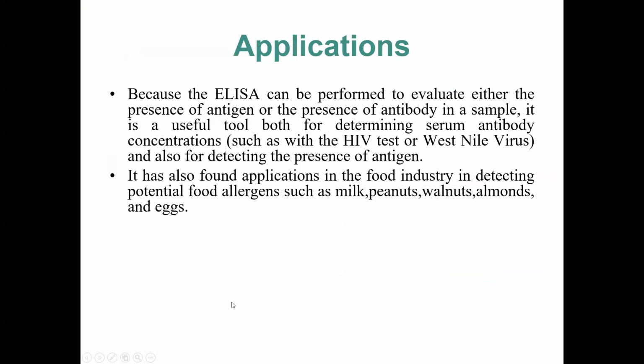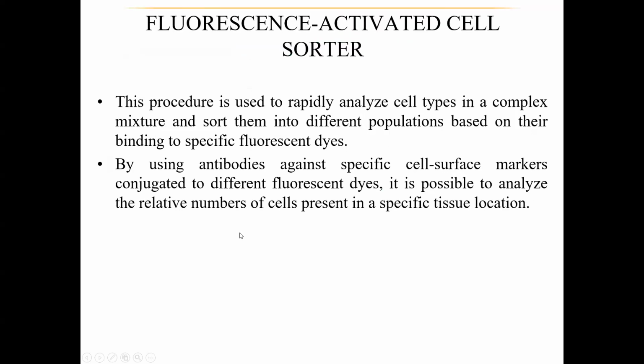It's a quantitative version. So ELISA we use to detect antigens and antibodies for HIV, West Nile, dengue, hepatitis B, hepatitis C, a lot of infections, to detect and also assess the response. And also in the food industry, for detection of food allergens, milk, peanut, walnut, almond, and eggs, we use those.